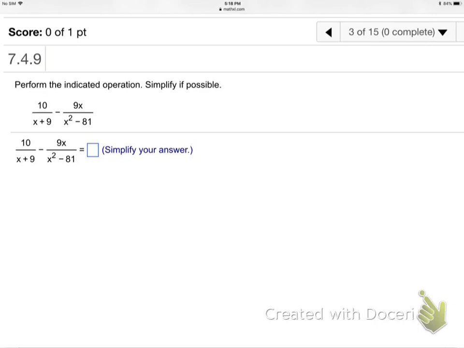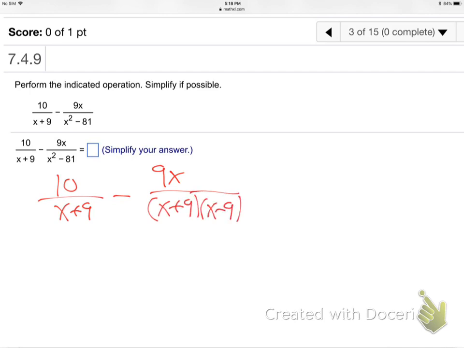Okay, so number 3 here. Let me rewrite it. Let me give a little more room here. 10 over x plus 9 minus 9x over x squared minus 81. Well, the first thing is I would factor this denominator. This one needs to be factored, doesn't he? He's a difference of squares: x plus 9, x minus 9.